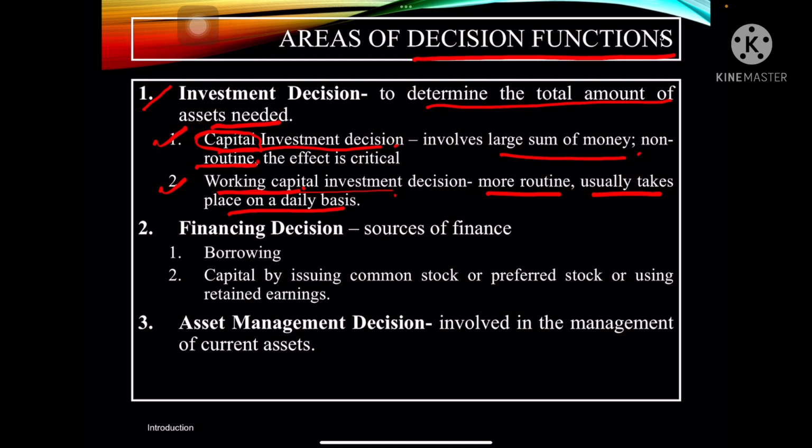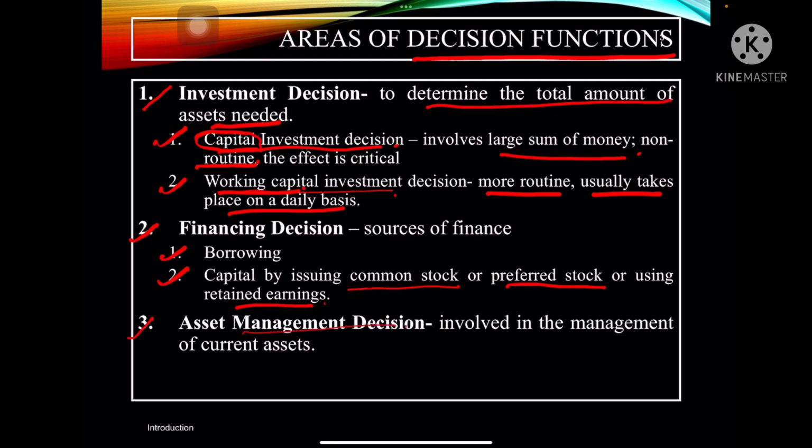Alright, number two is the financing decision. It means you don't have enough money to invest, so where should the money come from? Number one, you can borrow. Number two, raise capital by issuing common stock or ordinary shares, or you can also offer preference shares, right? Or you can use your retained earnings. So for a company, you have to decide whether you want to issue new shares, issue preference shares, or use the retained earnings.